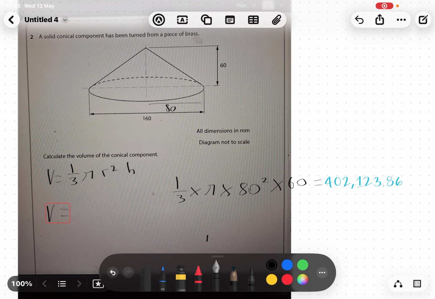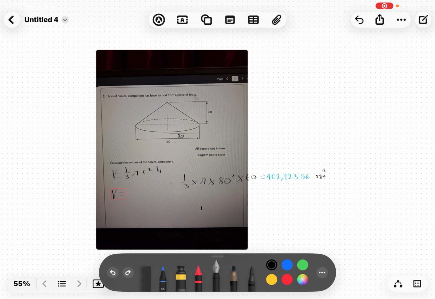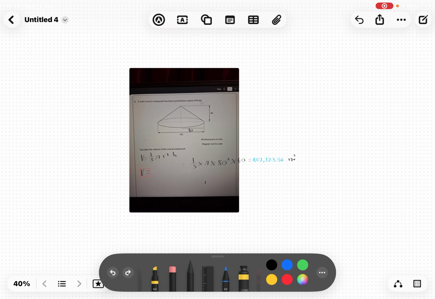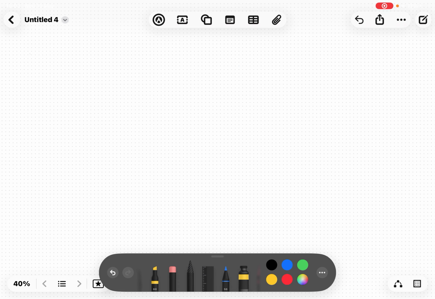Okay, let me do it. I don't think that's the answer. Oh, it actually is, over here. My teacher just rounded it to 9. But basically, this is actually right. And the units would be millimeters cubed, because it's volume. Area is squared, volume is always cubed. So, yeah.